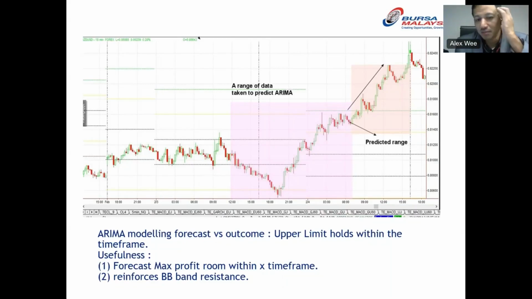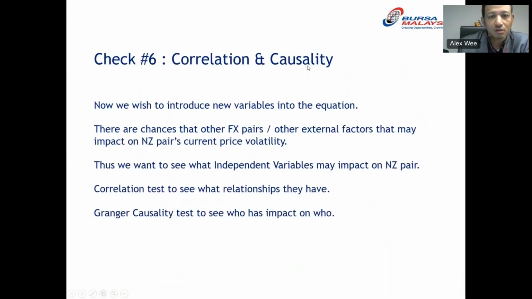So forecast the maximum room within the time frame. It reinforces the Bollinger Band resistance and support. So this is the upper limit holding within the time frame. You can see it was pretty accurate on whatever I was trading. The prediction was that it reaches here and just comes back down. It reaches here, goes up a bit, and comes back down. It is precise. It is precise, so you have to understand.